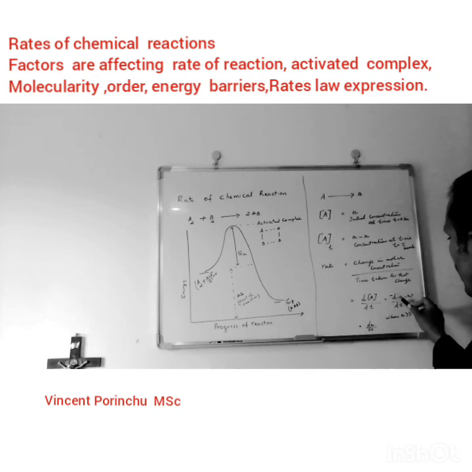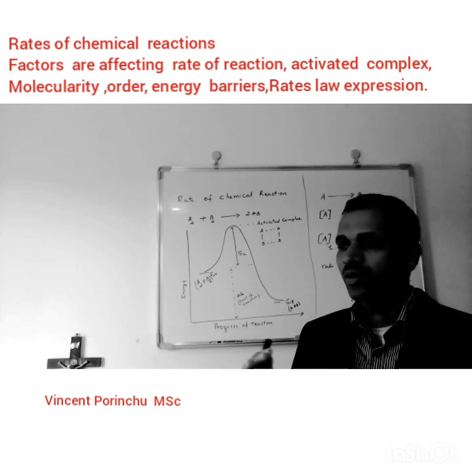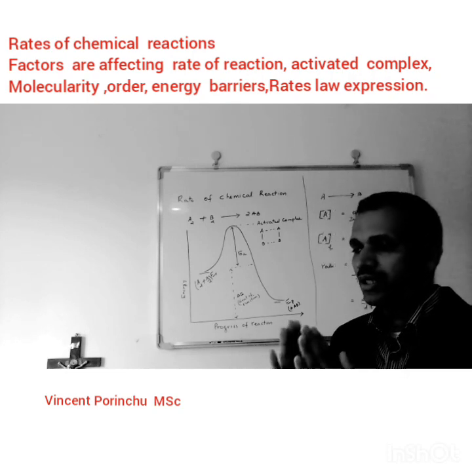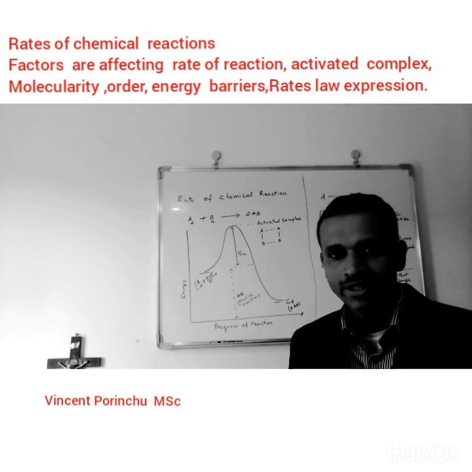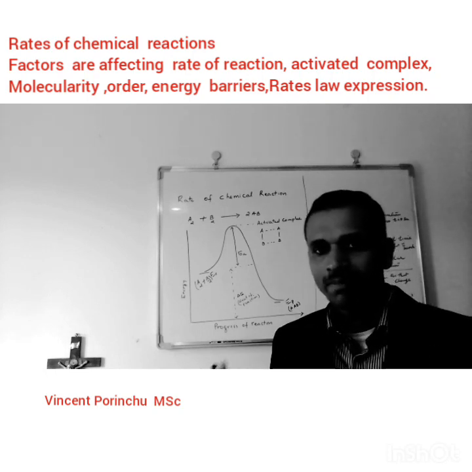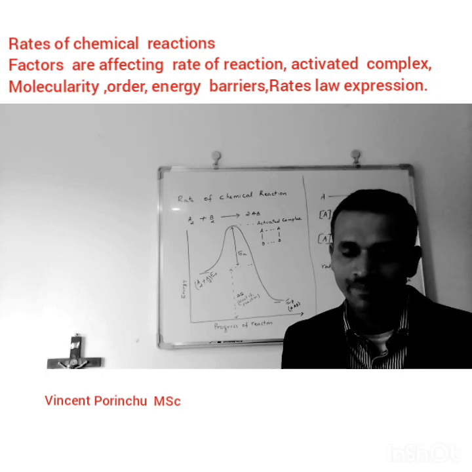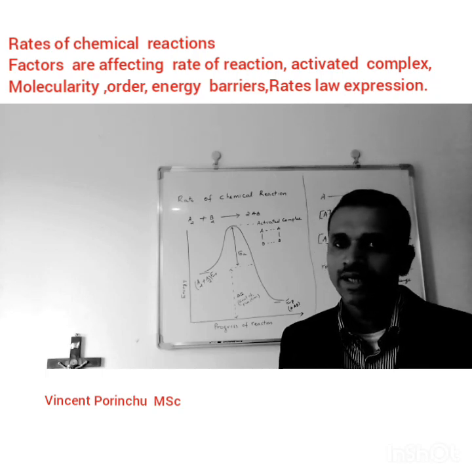So the amount of A is bigger than x, so we can neglect the change in concentration of capital A. So we write the expression: the rate is equal to dx by dt, because when we compare to the initial concentration, that change is negligible. So the rate of a chemical reaction is equal to dx by dt.